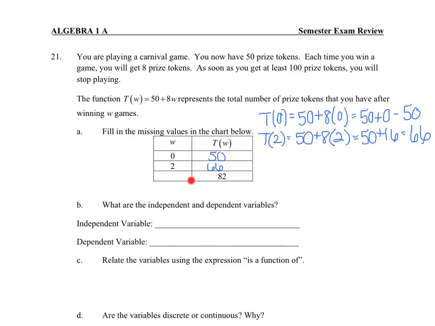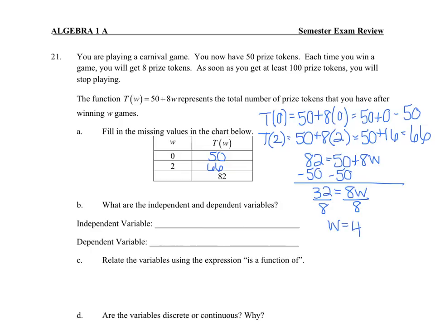Now this last one requires us to find w. So we know t of w is going to be 82. So we're going to plug that into t of w in our equation and get 82 equals 50 plus 8w. I'm going to subtract 50 on both sides, which is 82 minus 50 is 32, and that's going to equal 8w. To get w by itself, I'm going to divide by 8, and w equals 4. So when w is 4, t of w is 82.